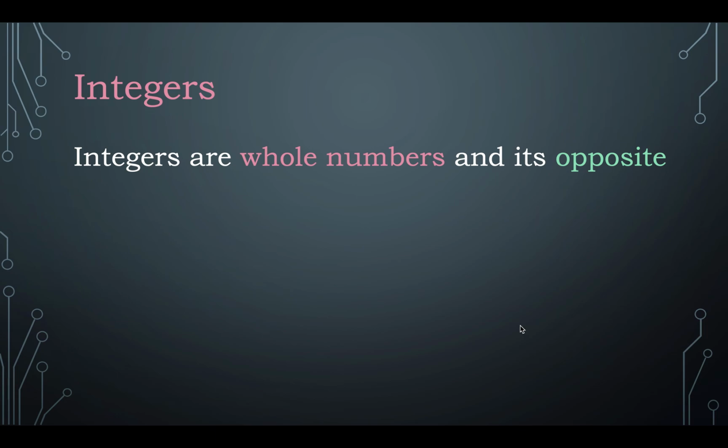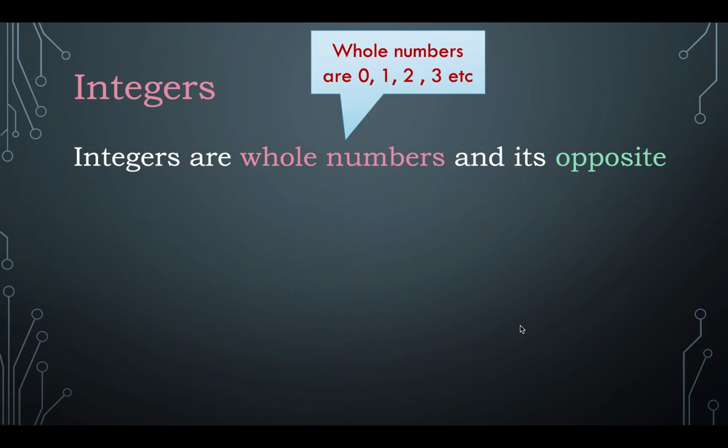What do you mean by whole numbers? Whole numbers are 0 together with natural numbers. Natural number means counting numbers. So 0, 1, 2, 3, etc. you call it as whole numbers.